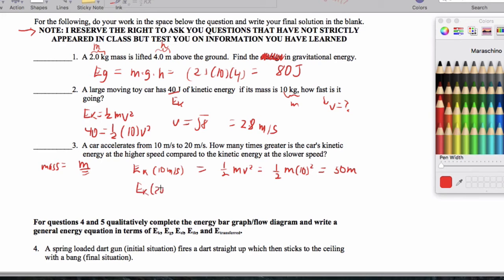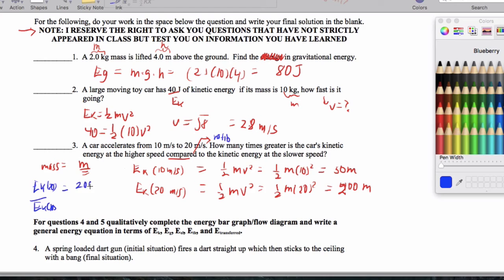And then EK at 20 meters per second is going to be 1/2 times the letter m times v squared. That's going to be 1/2 times m times 20 squared, and that ends up being 200m. Now when they say compare, this is another word for ratio. So we're going to take EK at 20 divided by EK at 10, and that's going to be 200 divided by 50, and that ratio is just 4.